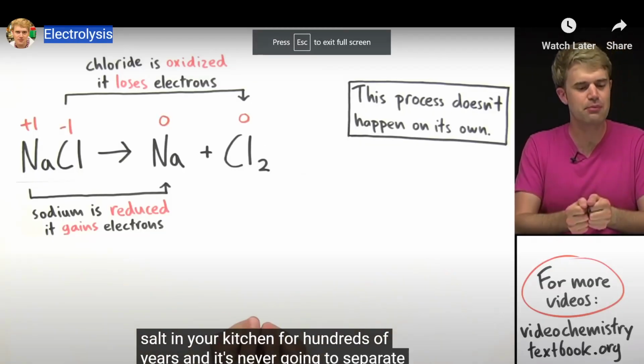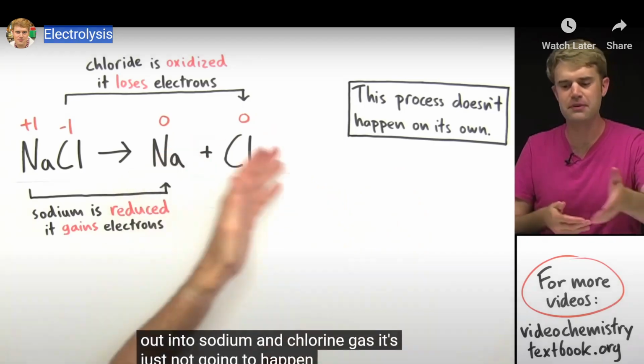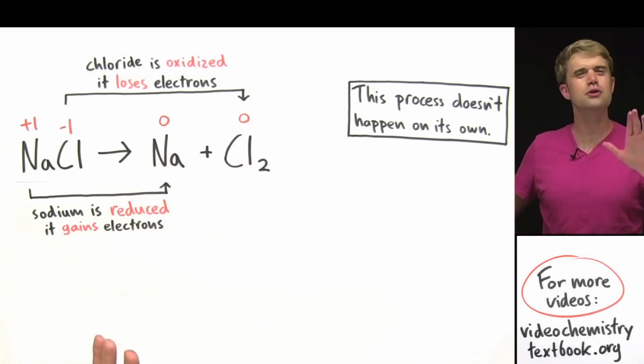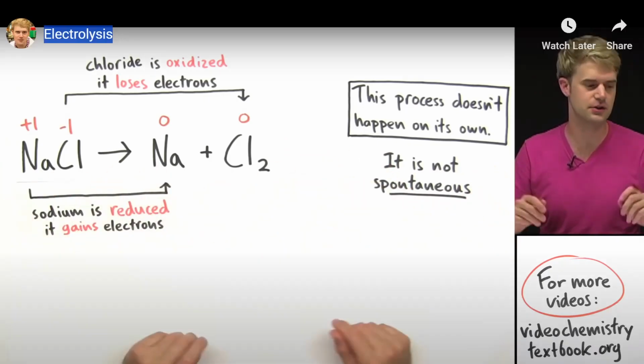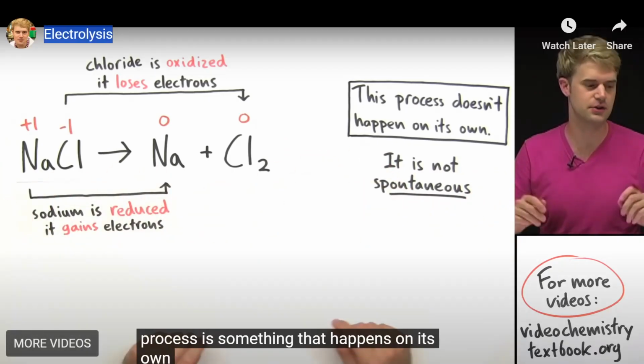And it's never going to separate out into sodium and chlorine gas. It's just not going to happen. This process doesn't happen on its own by itself. To use chemistry terms, we can say that this process is not spontaneous. A spontaneous process is something that happens on its own. Instead of not spontaneous, what are we going to say?